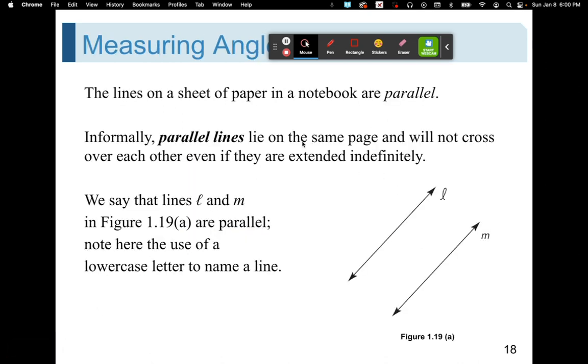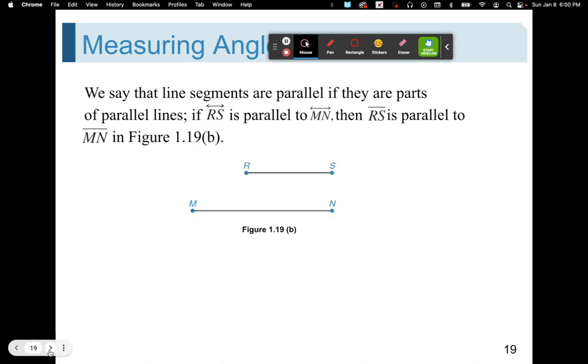All right, on a lined sheet of notebook paper, like regular school notebook paper, the lines that we see on that paper are parallel lines. Parallel lines lie on the same plane and will not cross or intersect each other, even if they are extended indefinitely. So they're an equal distance from each other. Parallel lines are signified by italicized lowercase variables.